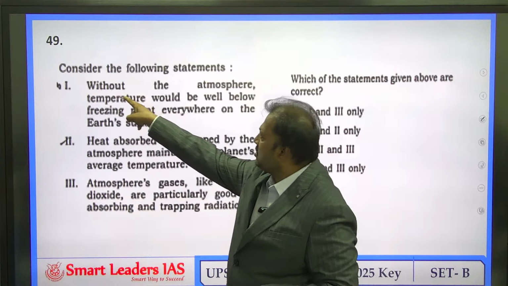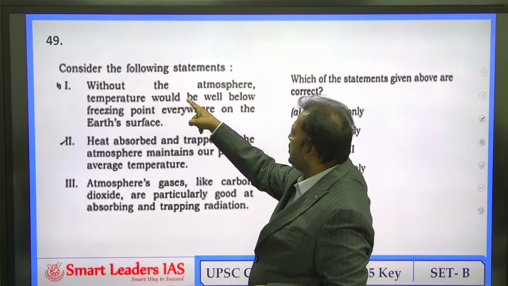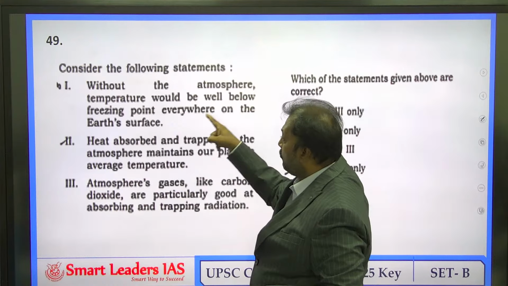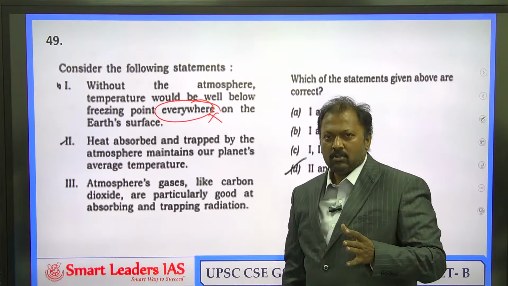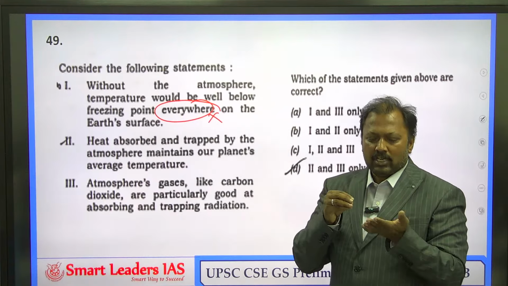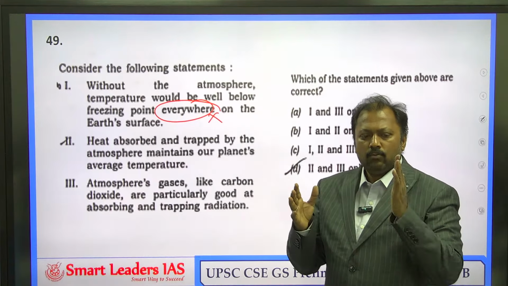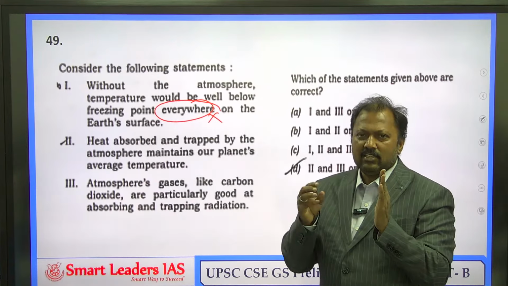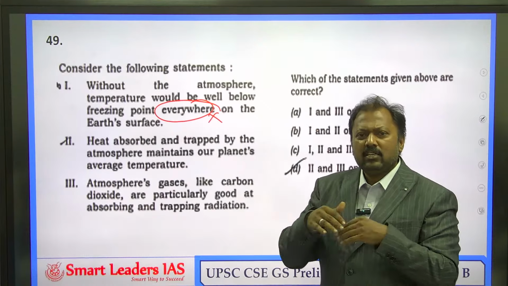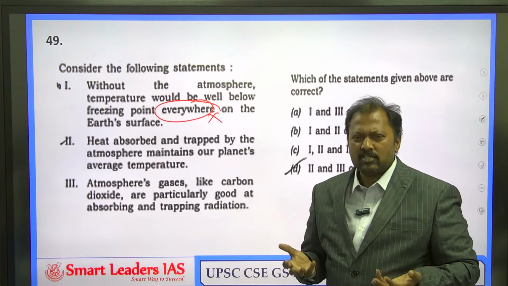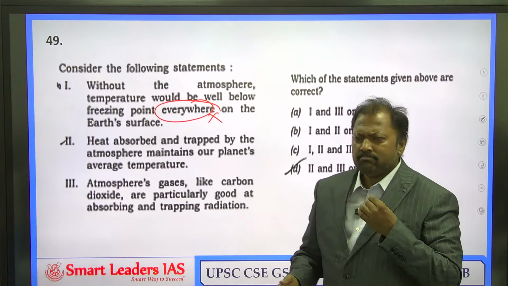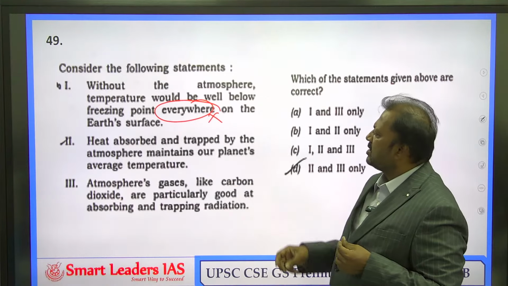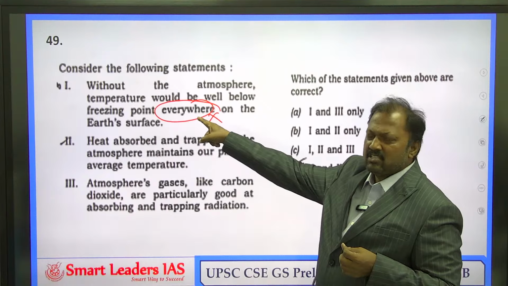Here, the statement is given: without the atmosphere, temperature would be well below freezing point everywhere. No, this is not everywhere. Whenever there is high temperature without the atmosphere, like on the moon, when one side is facing the sun in the day, the temperature is going to be too high. In the night, the temperature is going to be too low because there is no atmosphere on the moon. The same phenomenon is followed here. So the first statement here is wrong because it is given everywhere.